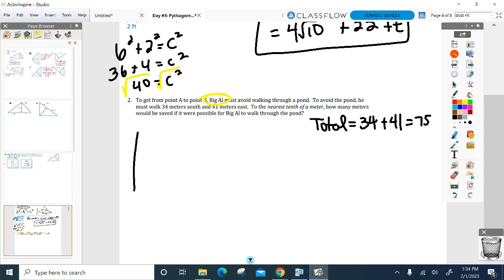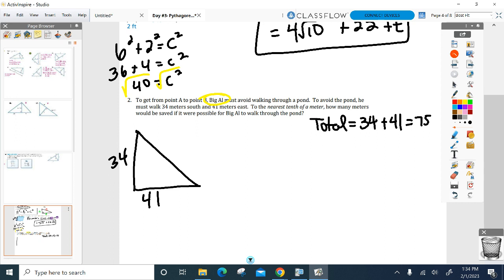34 meters south. East. No, I'm not a pointer here. Where am I going? East. To the right. Good. We go to the right. Just waiting for somebody to say right. Everyone's like, that way. No, just tell me right. 34 meters south, 41 meters east, and then the pond. If you could walk through the pond, there's your pond.